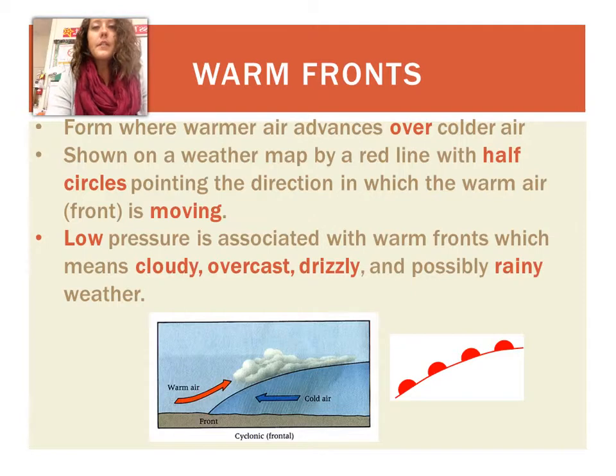So when you see a weather map and you see red lines with half circles on them, that shows where the warm front is, and the circles point in the direction that it's moving, kind of like the triangles do with the cold front. A low pressure is usually associated with warm fronts, and so this means it typically will bring about cloudy skies. It'll have overcast weather, some drizzle, possibly even rainy and stormy weather.